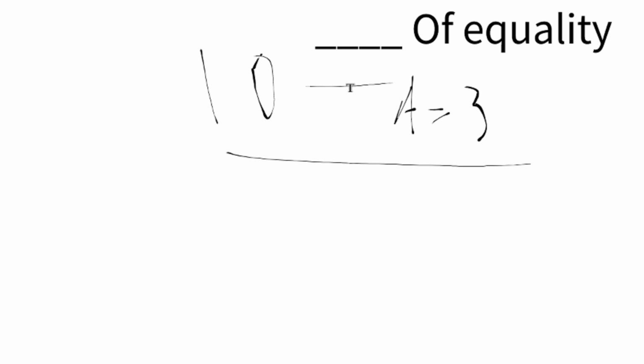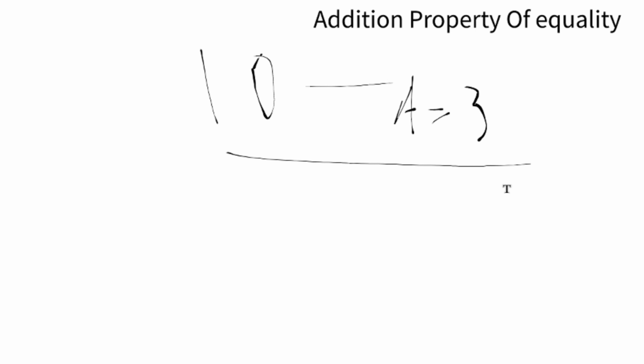We're doing subtraction, and the inverse operation of subtraction is addition. This is the addition property of equality. Okay, now we figured out the property. Let's go ahead and answer this question.